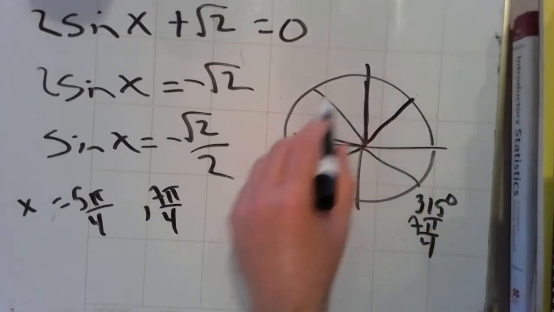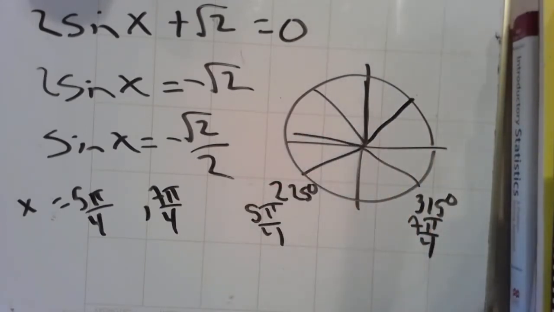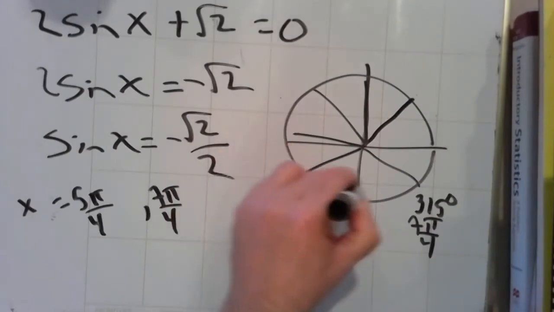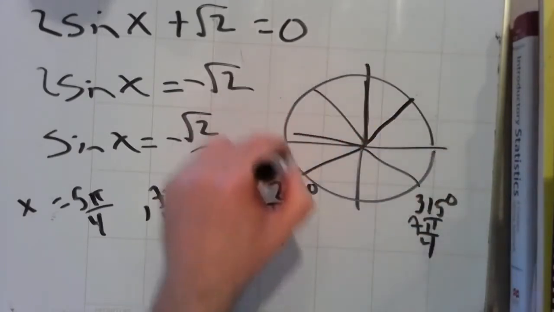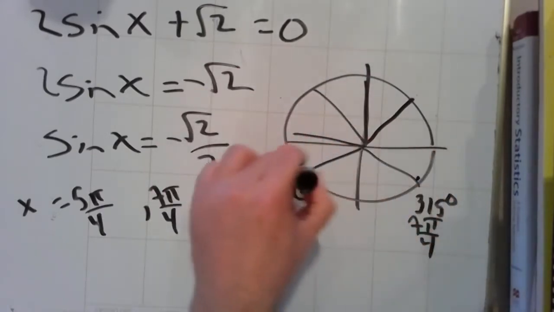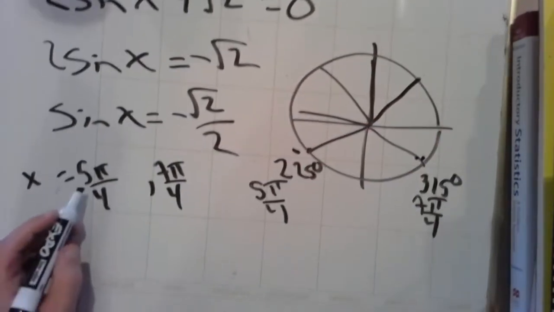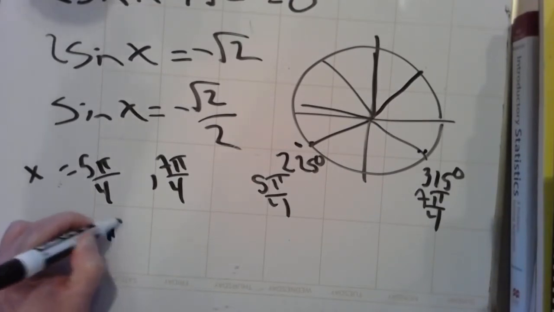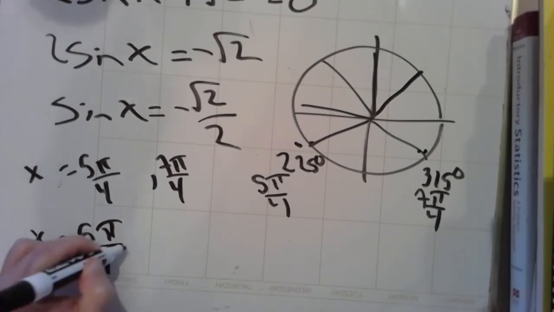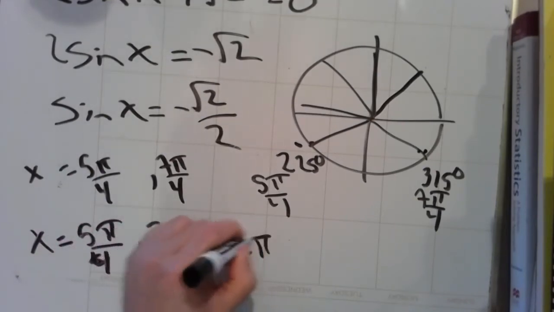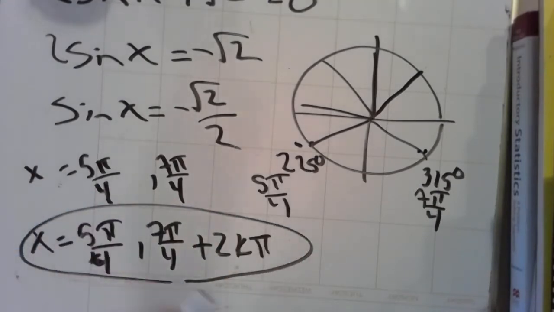But that's just in one revolution. Remember, any coterminal angle will have the same sine, cosine value, and so forth. So if I add an extra 2 pi, an extra 4 pi, an extra 36 pi, if I keep going around the circle, I'm going to land at these points again. So for my full solution, I have to say x will be 5 pi over 4 or 7 pi over 4 plus 2k pi. And there are all the solutions.